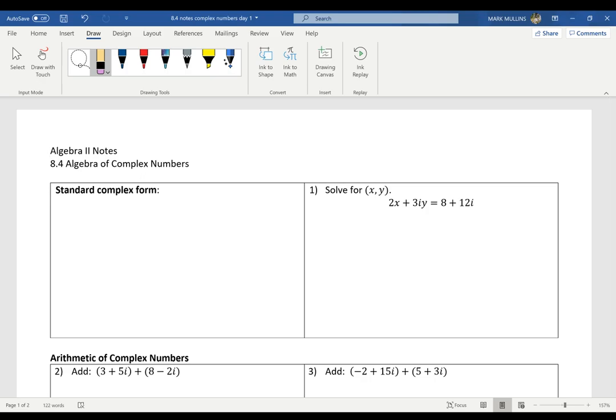Algebra 2 notes. 8-4 Algebra of Complex Numbers. So we're calling this Complex Numbers Day 2. We're going to build off what we learned about complex numbers yesterday. First of all, standard complex form we learned was a plus bi, where a was our real part of the number and bi was our imaginary part.